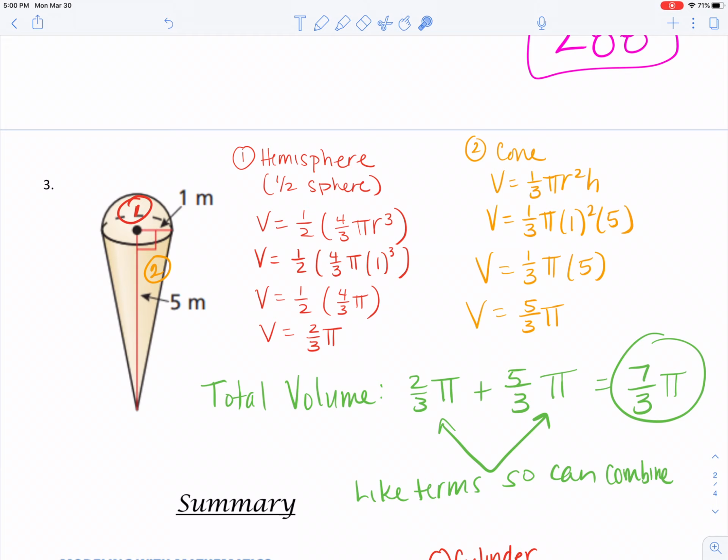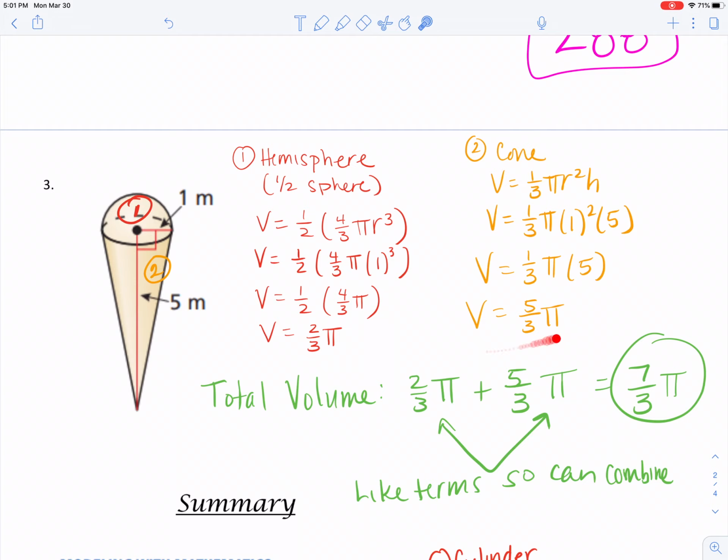All you need to plug into this formula is the radius, which they give you as 1. So I simplified inside the parentheses except for the pi. The 4/3 times the 1 cubed is 4/3 pi. And then multiply 1/2 by 4/3, you get 2/3 pi. So that's the volume of the hemisphere.